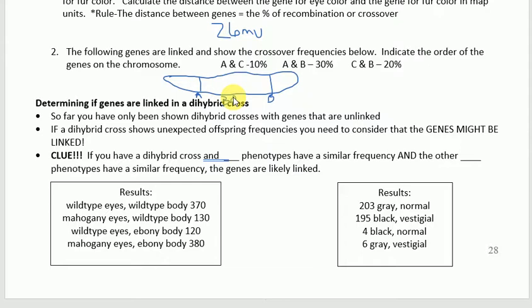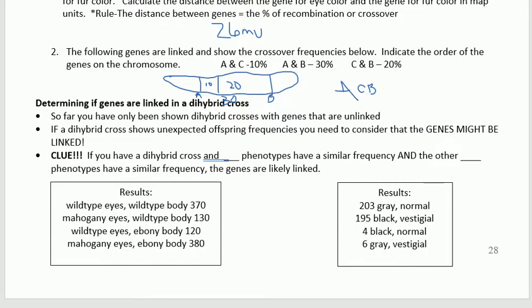So we have to figure out, then, C, which is 10% from A, or 10 map units, and 20 from B. So that means that if we put it here and we label this as 10 and that's 20, then it works out. So your answer would be ACB. Or you could do it BCA also. Okay, so let's move on.